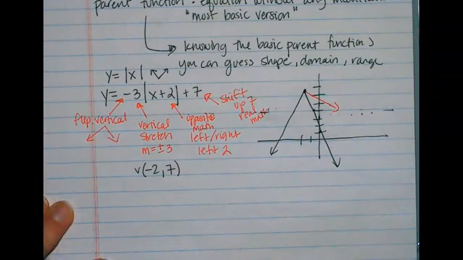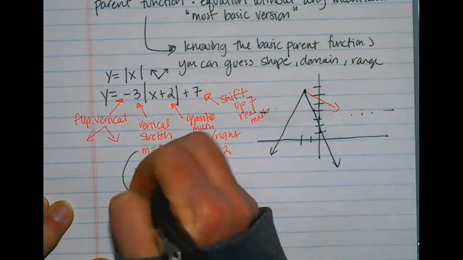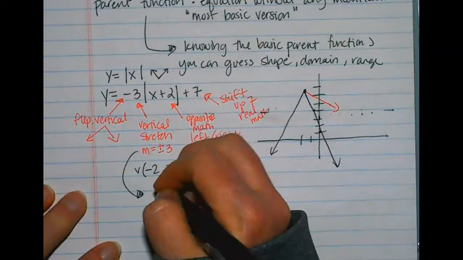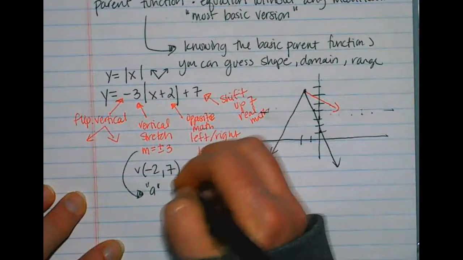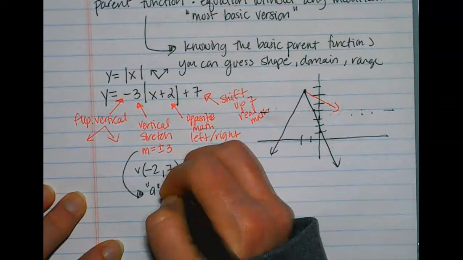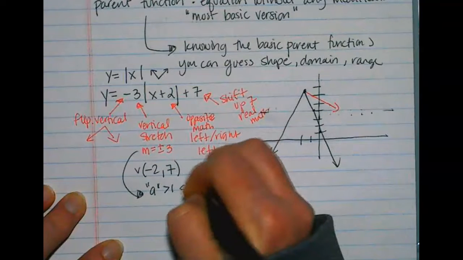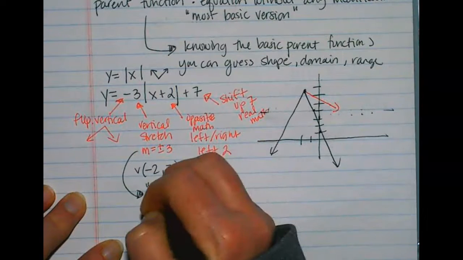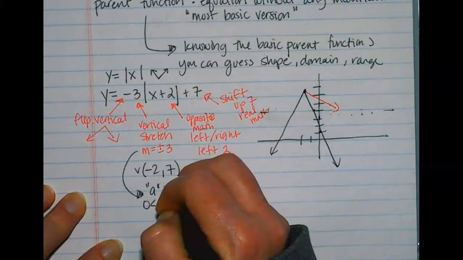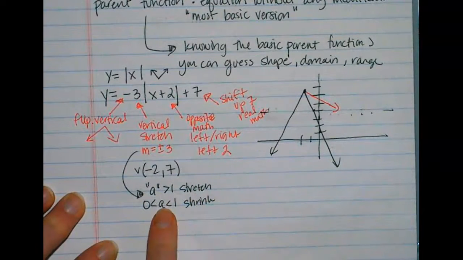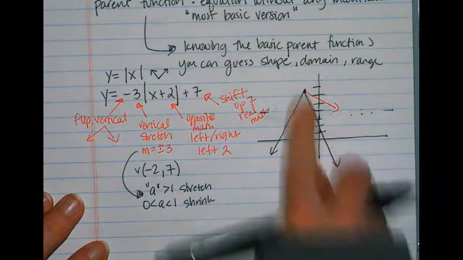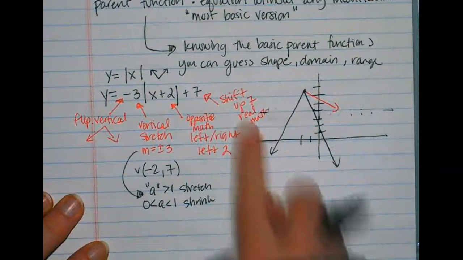So I'm going to talk about that right here. If we call this the A value, if A is greater than 1, it's a stretch. And if A is between 0 and 1, it's a shrink. So if it was 1/2, it would be a wider fat V, like that.